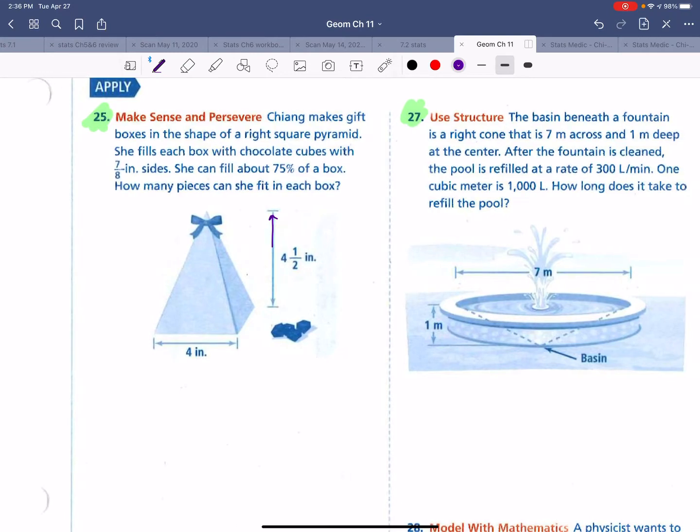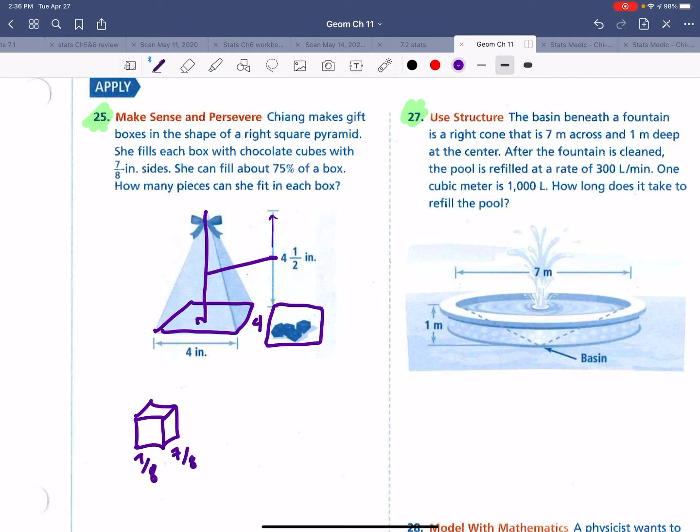All right, we get 25. It says, Chiang makes gift boxes in the shape of right square pyramids. How sweet. So the bottom is a square 4x4, and it has an altitude of 4.5 inches. She fills each box with chocolate cubes with sides of 7/8. Okay, that means every dimension, the length, the width, and the height is 7/8. A cube means all 3 sides are equal. Can she fill about 75% of the box? How many pieces can she fit in each box?